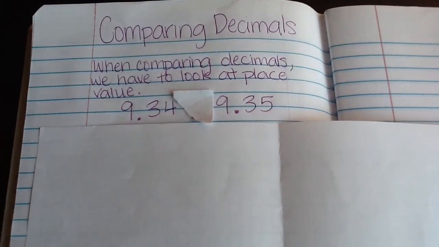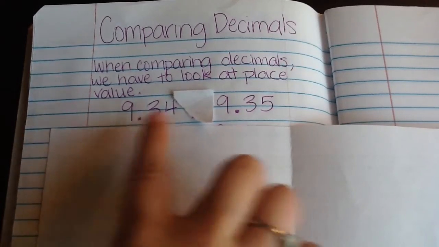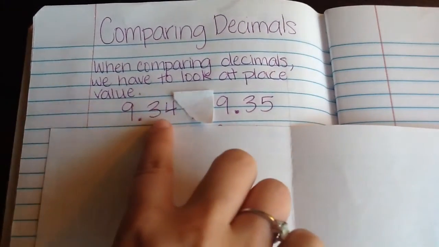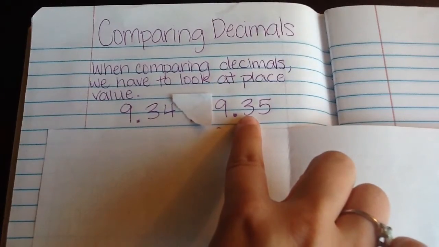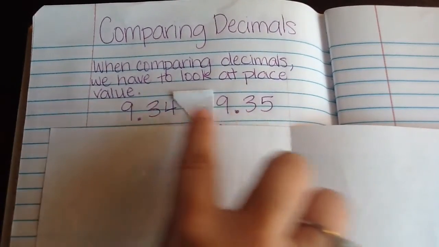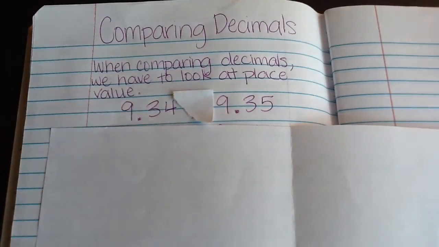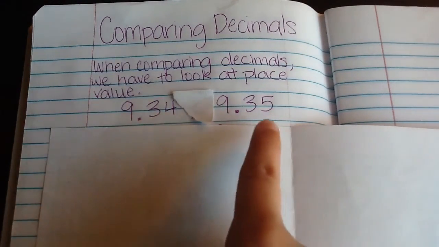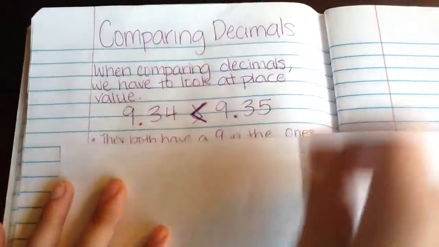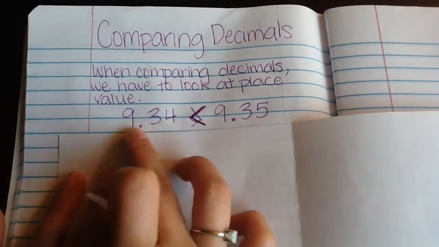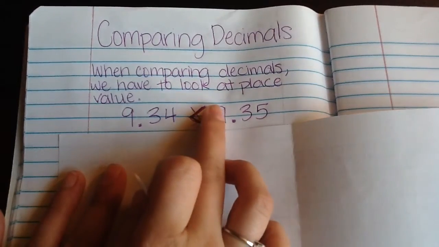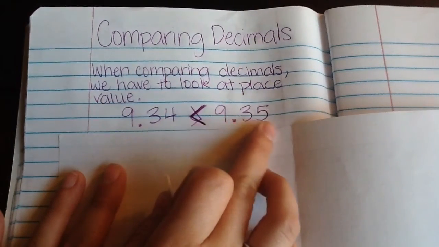So write those two numbers down, and what we're going to be doing is comparing them to see which one is larger. Now right off the bat you can tell that they both have a 9 in the ones, they both have a 3 in the tenths, but they have different numbers in the hundredths. This has a 4 and this has a 5. We know by counting that 4 is less than 5, so we can say that 9.34 or 9 and 34 hundredths is actually less than 9 and 35 hundredths.